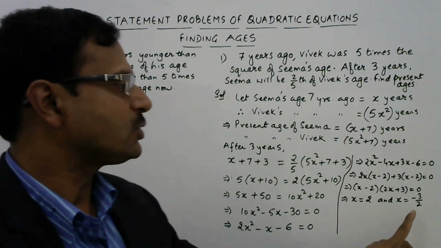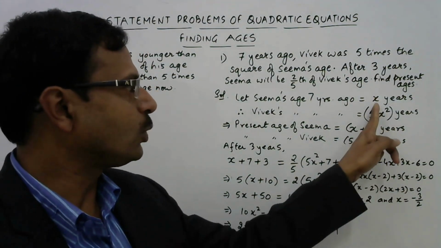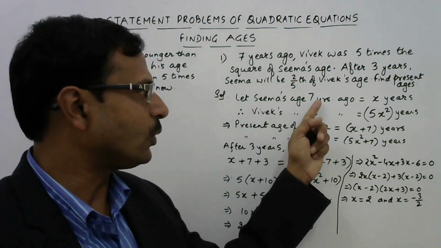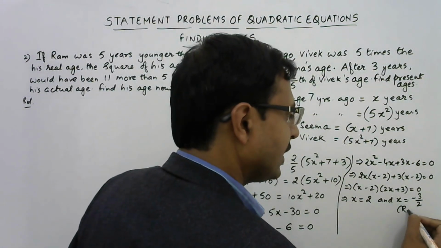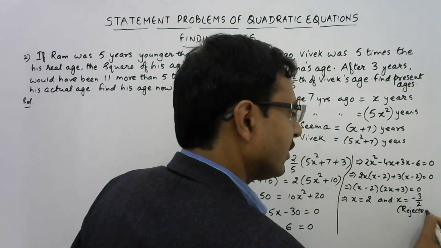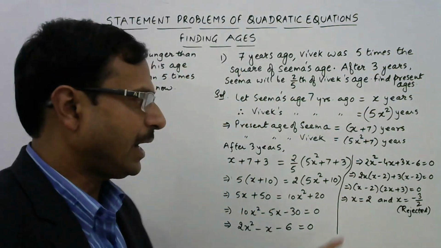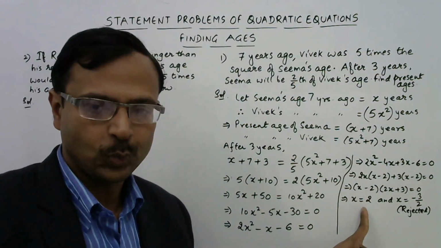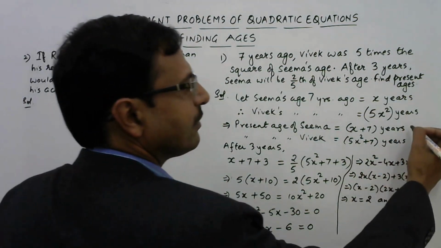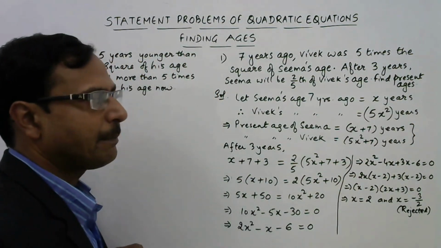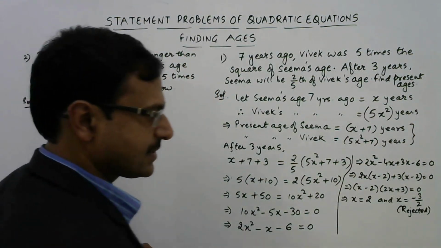Now see, minus 3 by 2, it's negative, and we assumed x to be Seema's age 7 years ago. So no one's age can be negative. So this value has to be rejected for obvious reasons. And now we have x equal to 2. And once we get the value of x equal to 2, just substitute the value of x here. You will get the present ages of both persons.